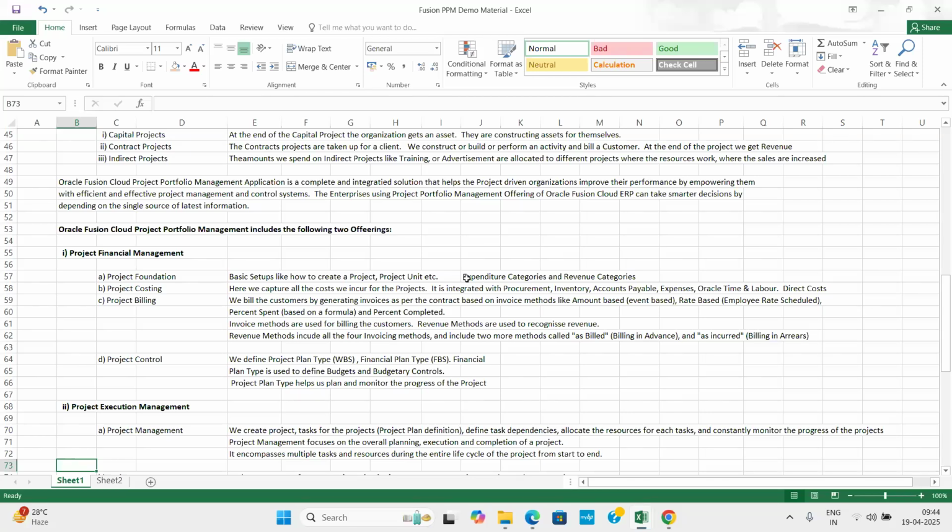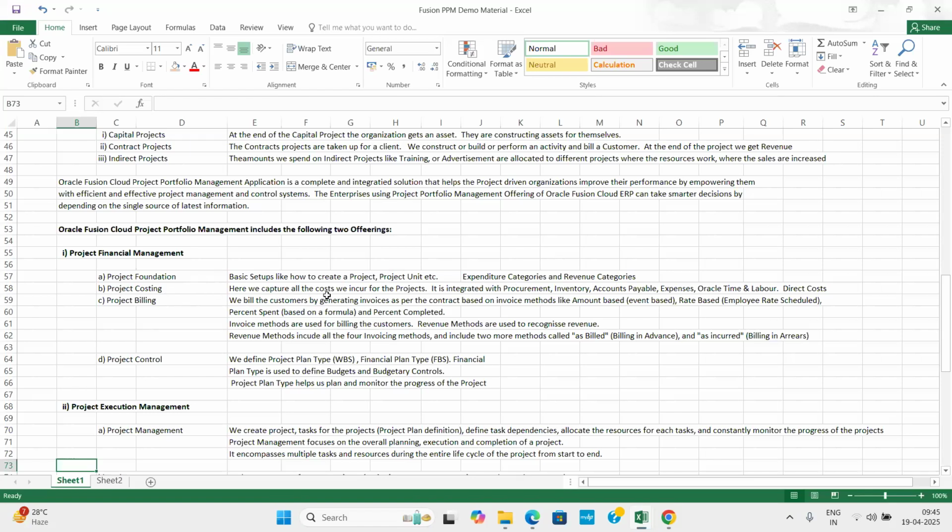What are the expenses that you can book for project costing purposes? Those are to be defined: employee costing, material costing, or any other indirect costing. Everything, the expenditure types and categories, is to be defined in the project foundation, and the cost categories will be taken into account in the project costing module. Similarly, revenue categories will also be there. The revenue categories you define in this project foundation application will be used for project billing purposes.